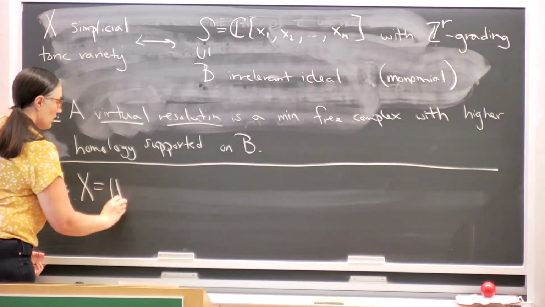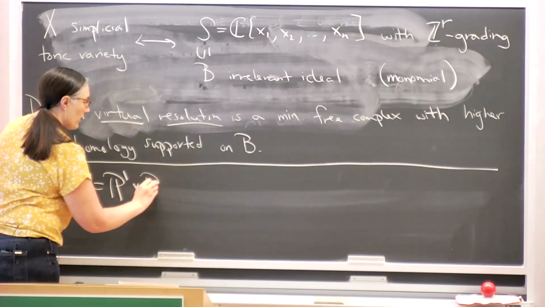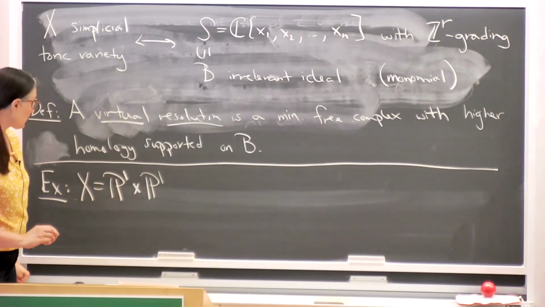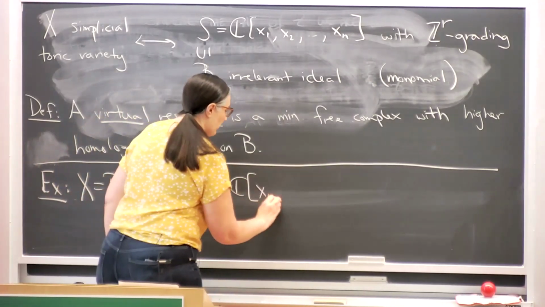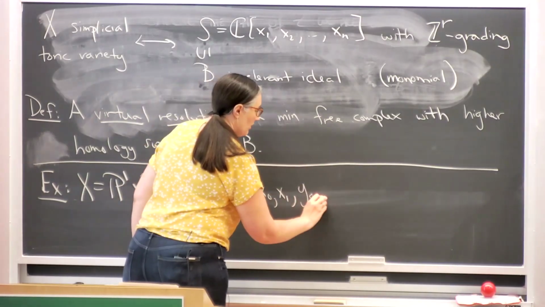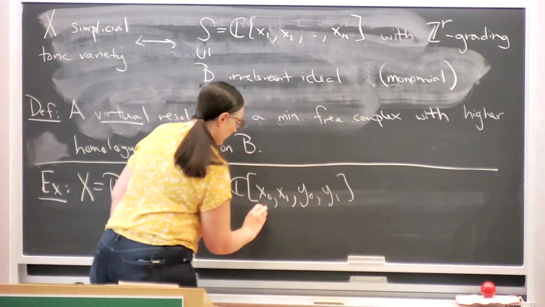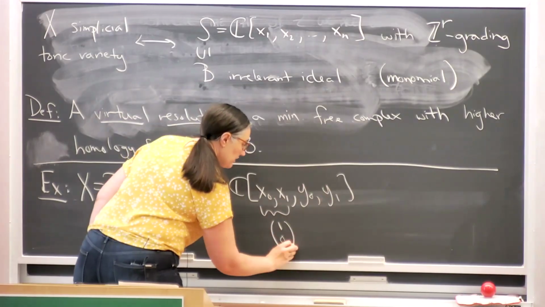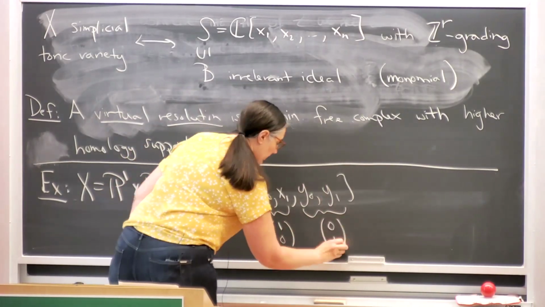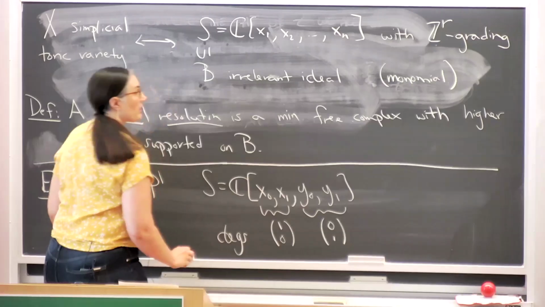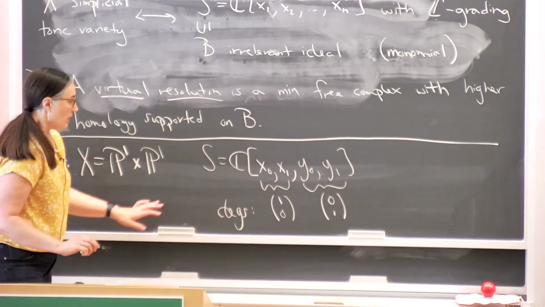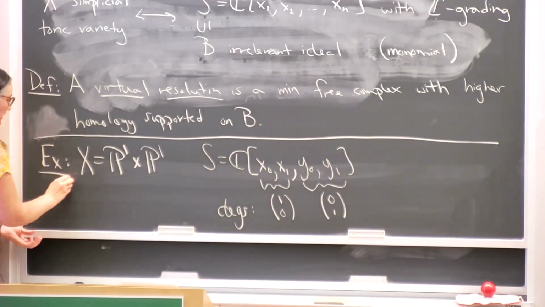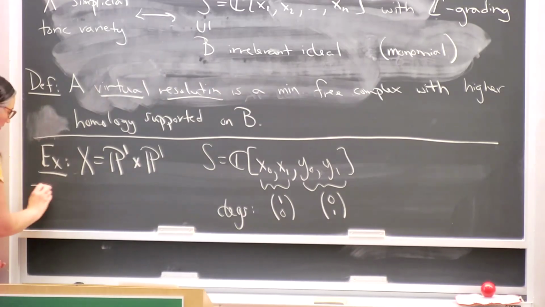This is the one from, I think, number 4 on your first exercise set. So I have P1 cross P1. Remember, C is our algebraically closed field. The degrees on these variables we'll say are 1, 0, and the degrees here are 0, 1. And I want to look at, inside of here, 2 points that have this ideal.